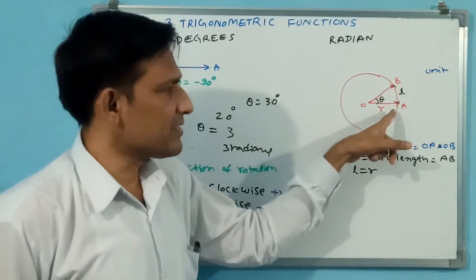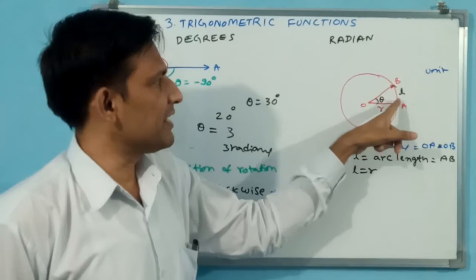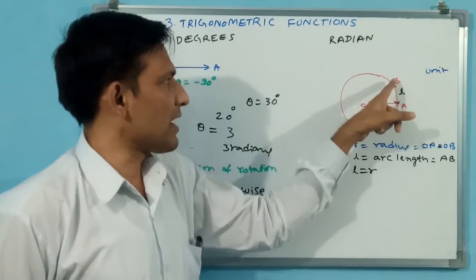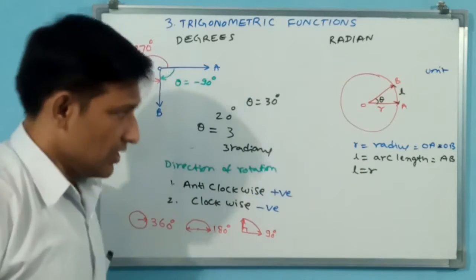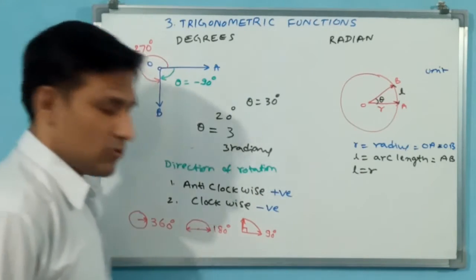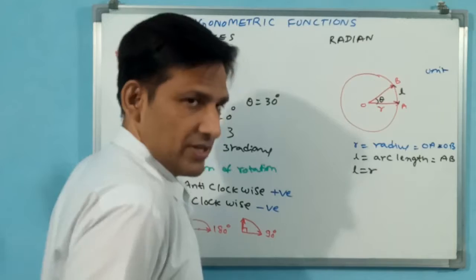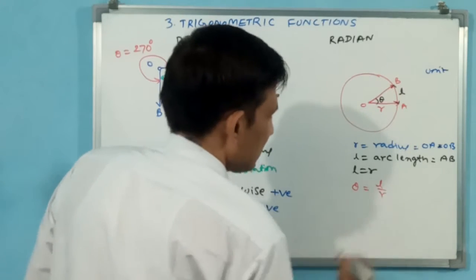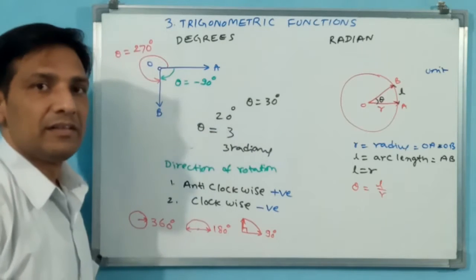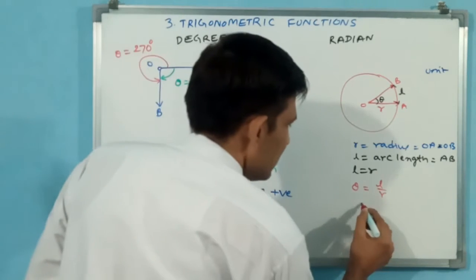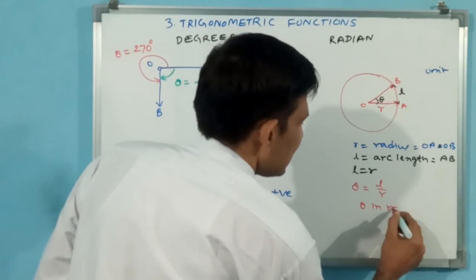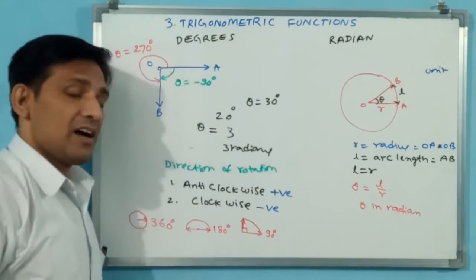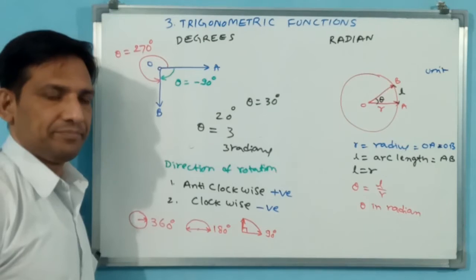See, if the radius is 1 centimeter, then I will take 1 centimeter of arc length. Then I will stop and mark here. See, if that is the condition, L is equal to R, then you see theta is equal to L by R. Here theta is in radians, or we can say 1 radian.